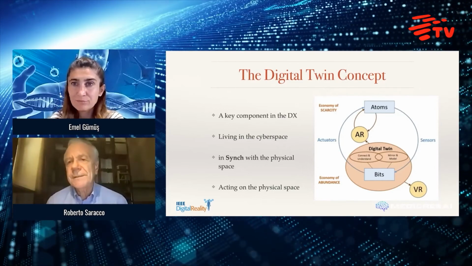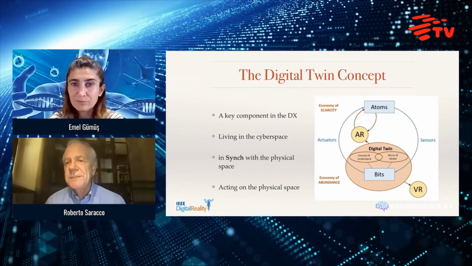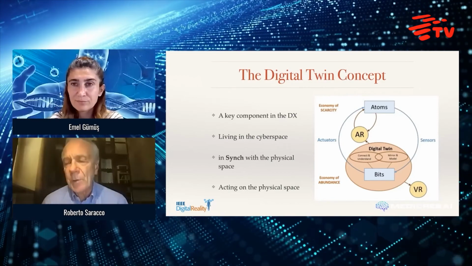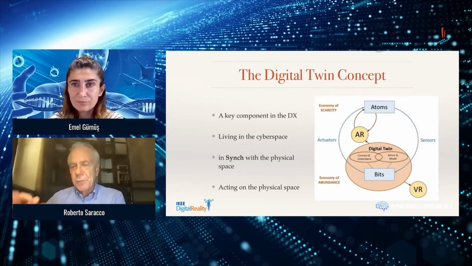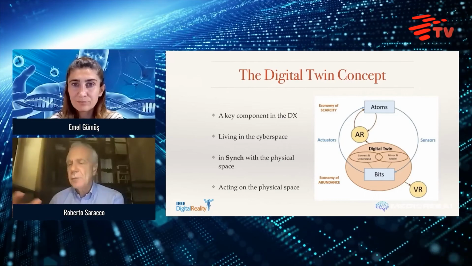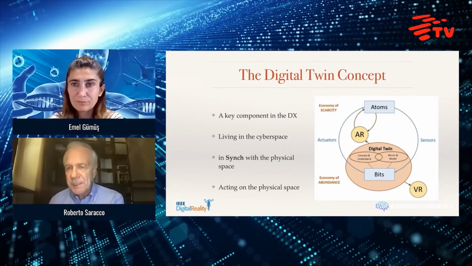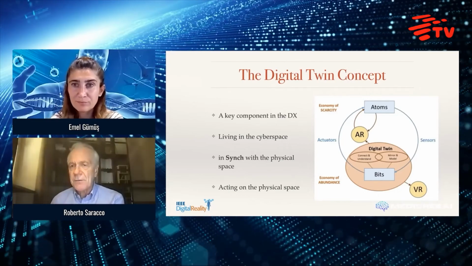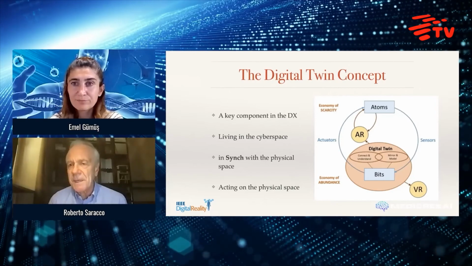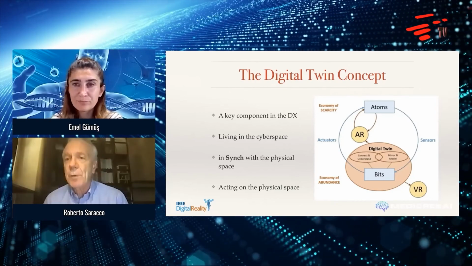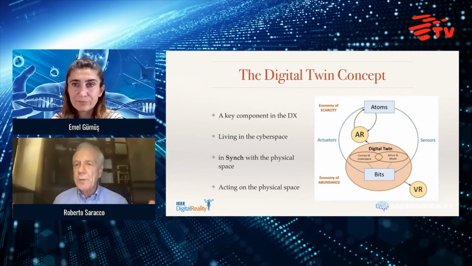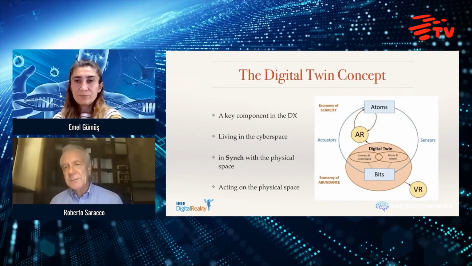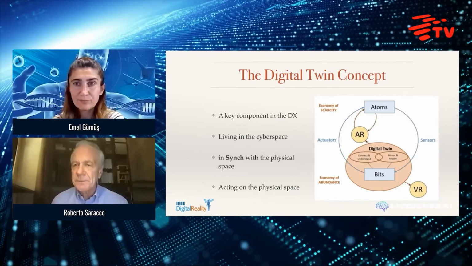And of course, the other thing is that you want to use this digital twin to help you act on the physical space. So you're looking at the digital space, you're doing your thinking, you're using artificial intelligence, and then you say, okay, let's do something on the physical space. And the digital twin may act as a bridge. So it's a two-way bridge. It's a bridge from atoms to digital and a bridge from digital to atoms.